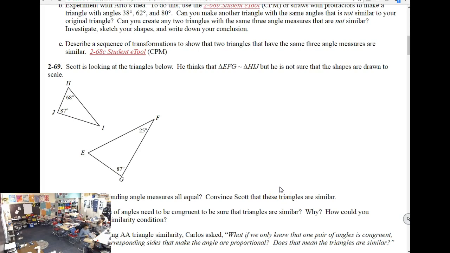Let's check out 69. Talk with your team about whether or not you think these triangles are similar. If they are, how can we map one onto the other? Talk with each other.